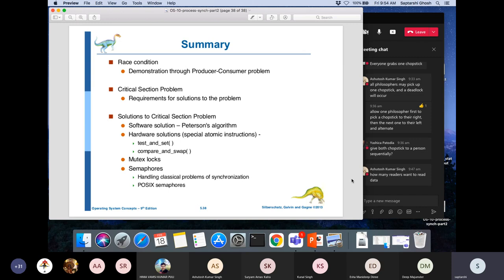So formally, we defined the critical section problem with its requirements, and then we discussed various solutions to the critical section problem. The very first was a complete software solution, Peterson's algorithm. Theoretically correct, but with modern computer architectures, which allow out of order execution, etc., it cannot be guaranteed to be correct always. Therefore, you basically need hardware support. So you need some instructions from the hardware which are guaranteed to be atomic. So that problem won't happen.